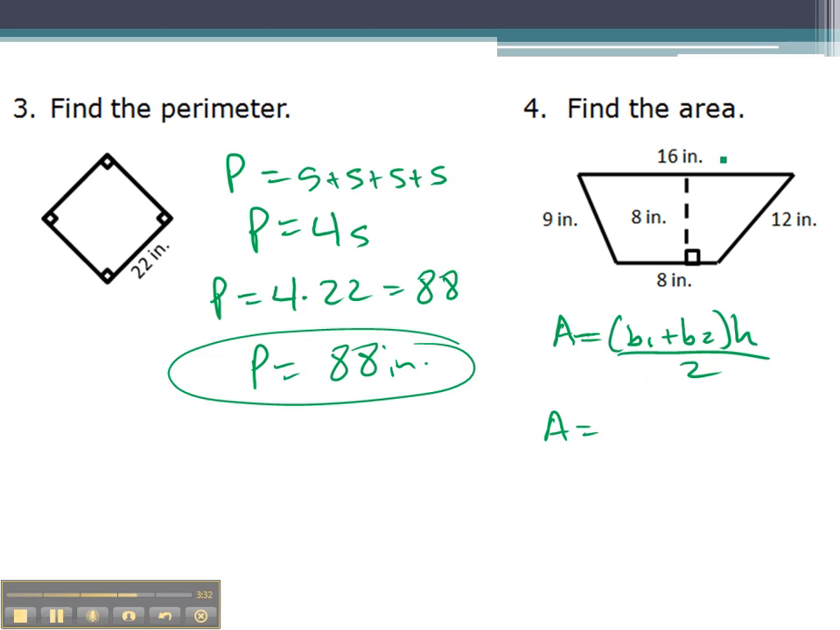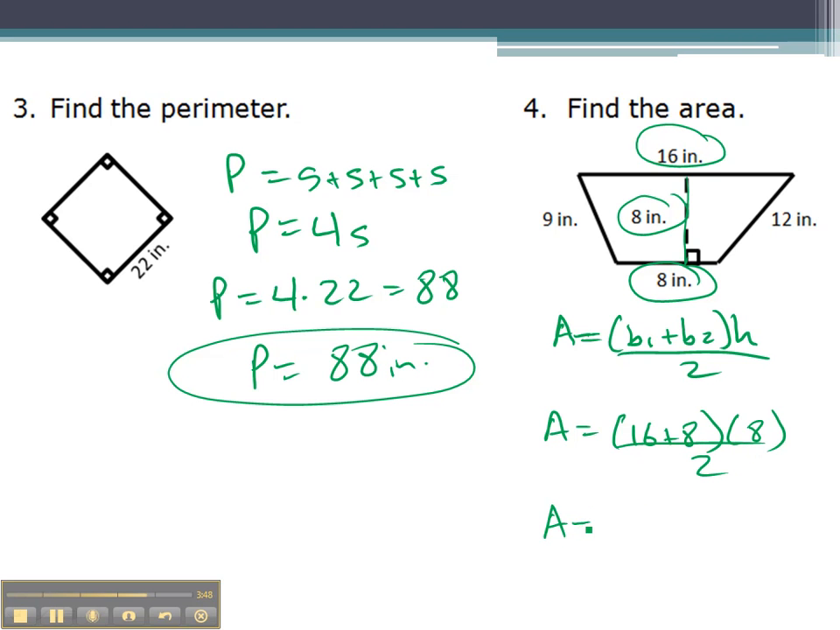So area equals, my bases are the parallel sides of my trapezoid, so 16 plus 8 times the height. The height is the perpendicular distance between the bases, so that's 8 inches, and all of that divided by 2. Area equals 16 plus 8 is 24 times 8 divided by 2. That equals 192 divided by 2, so the area equals 96 inches squared.